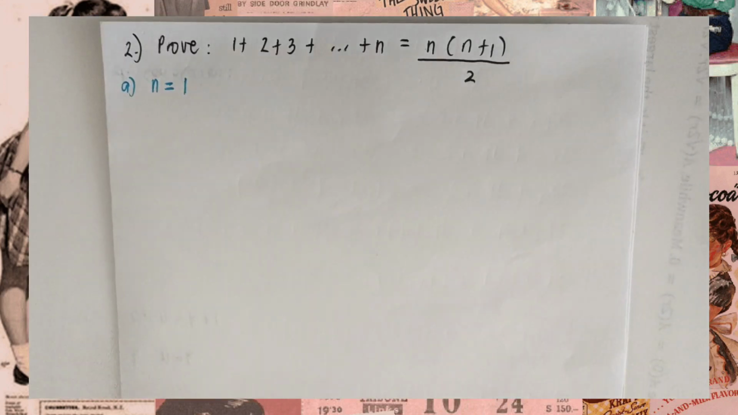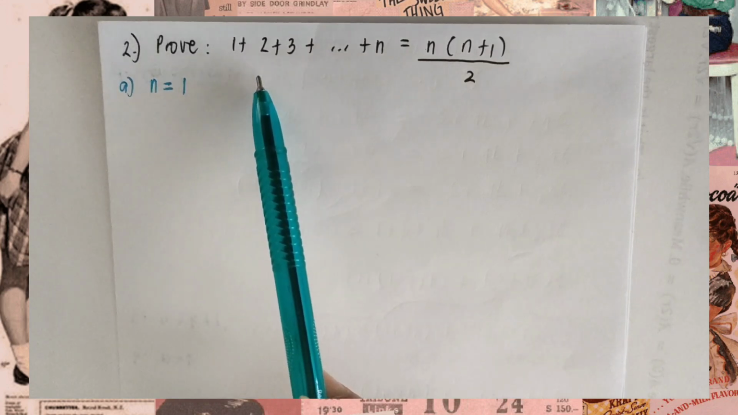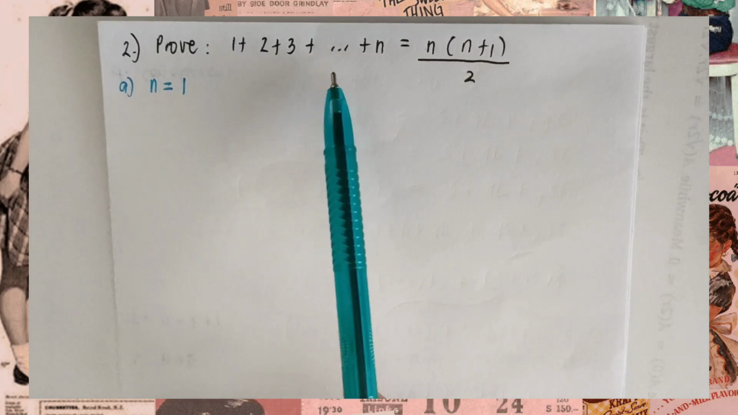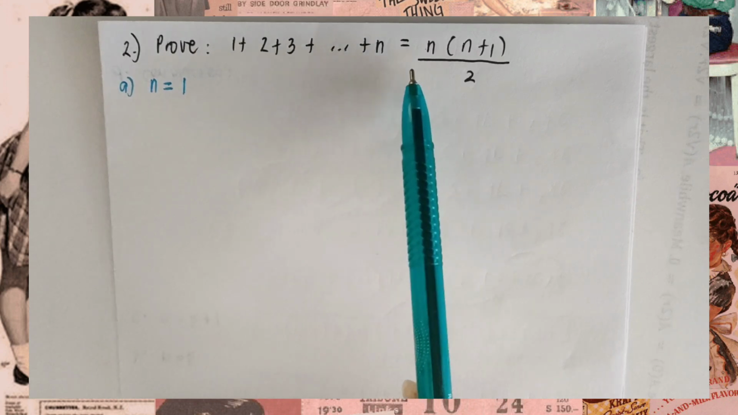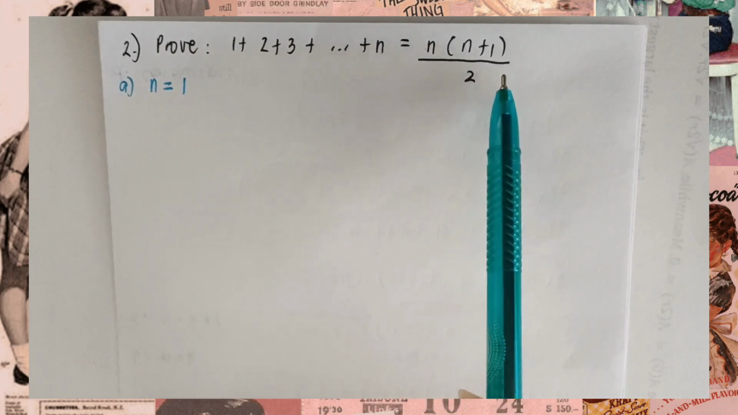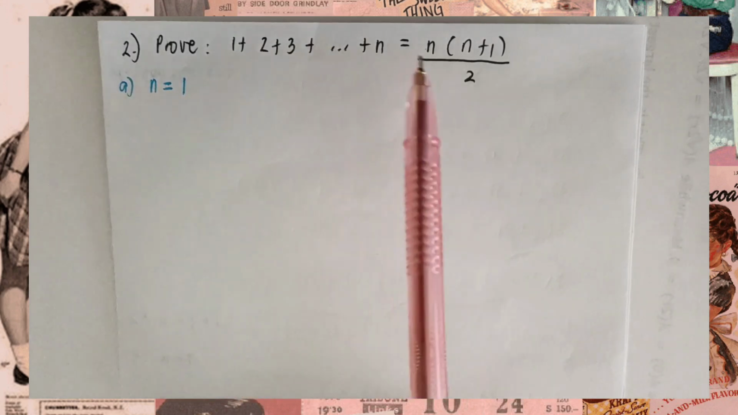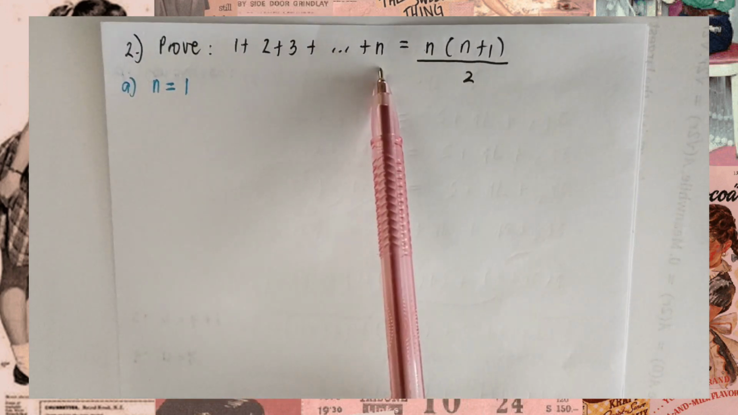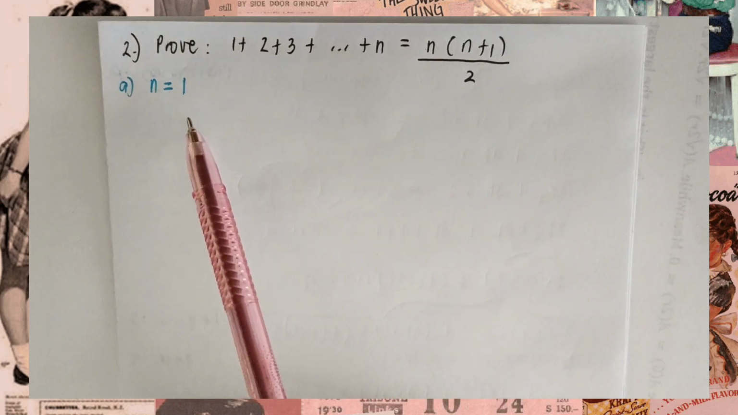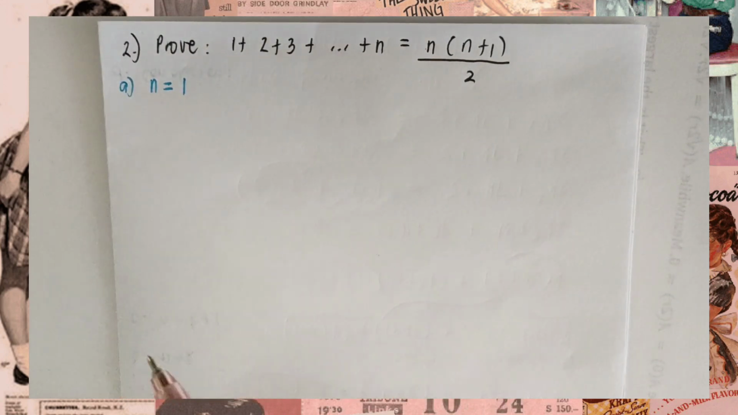Let's proceed with our second example. We need to prove that 1 plus 2 plus 3 plus ... plus n equals n times the quantity of n plus 1 over 2. The first step that we need to do is to verify. And in verification, we have our basis n equals 1. We need to change all the given n here with 1. And let's check if they will balance.